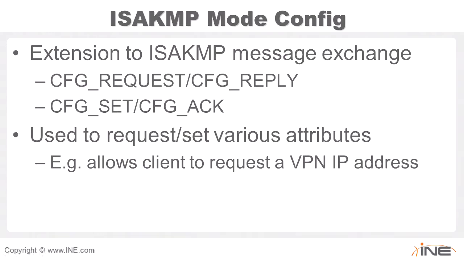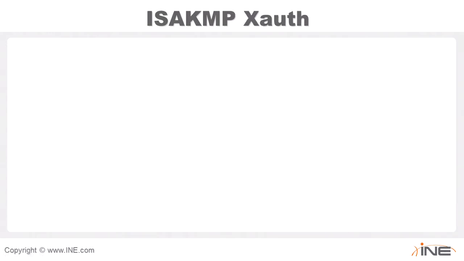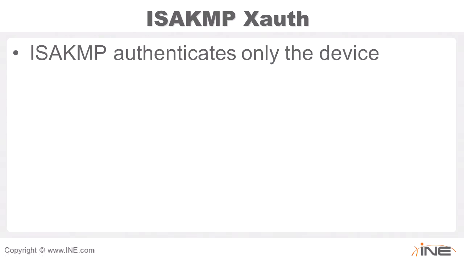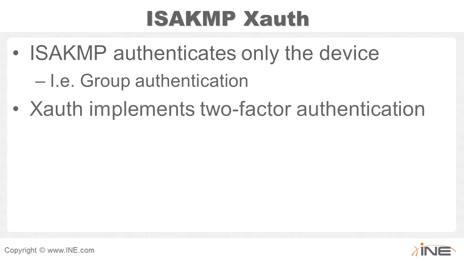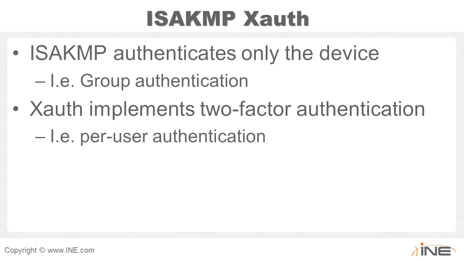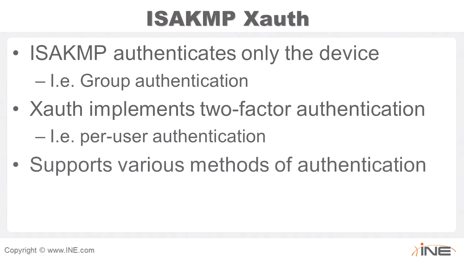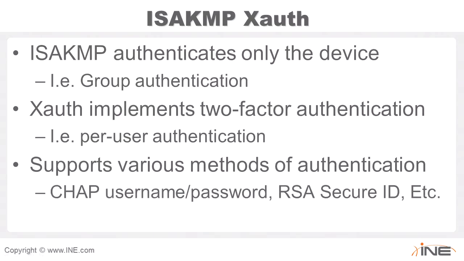In addition to these mode configuration options, we have what's known as XAuth or extended authentication, where with our normal ISAKMP authentication, we are only doing authentication to the device, or in other words, doing the group-based authentication. Extended authentication is going to do a two-factor authentication: authentication for the group and then a per-user authentication. So what this would allow us to do is to have a shared group username and password, then individual per-user authentications through protocols like CHAP or even RSA SecurID, things like one-time password tokens.